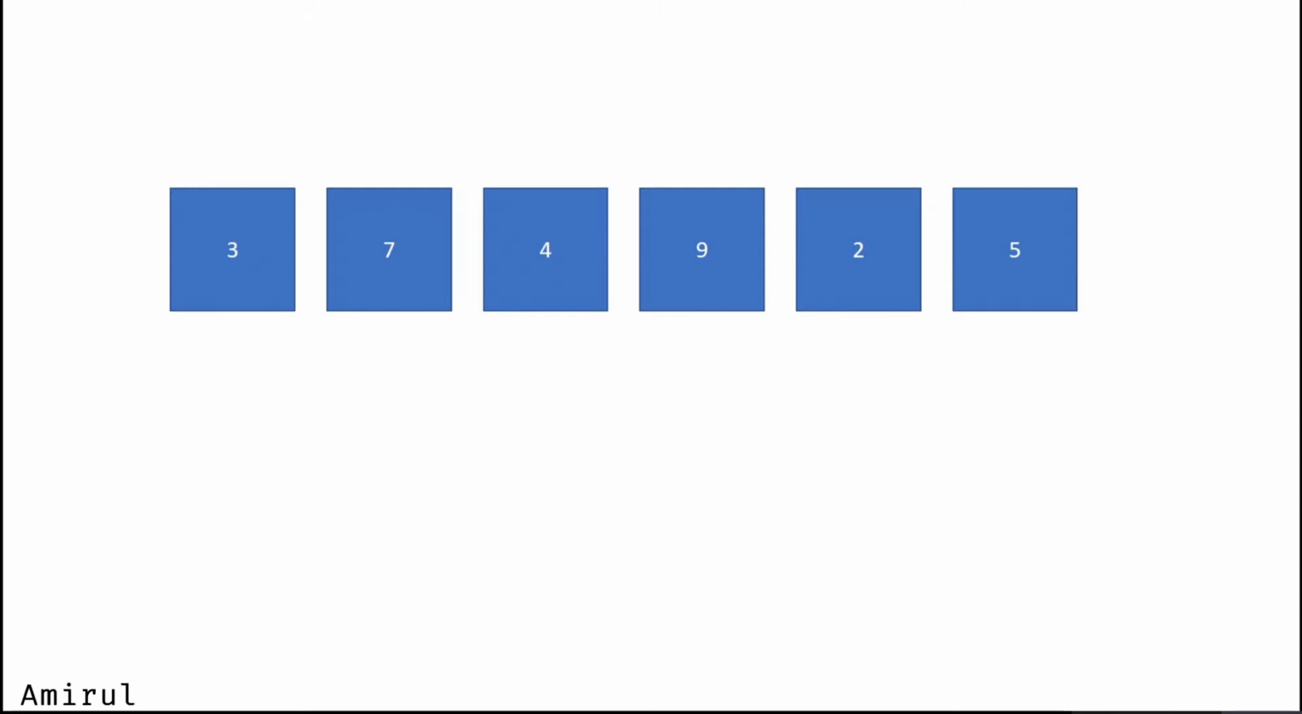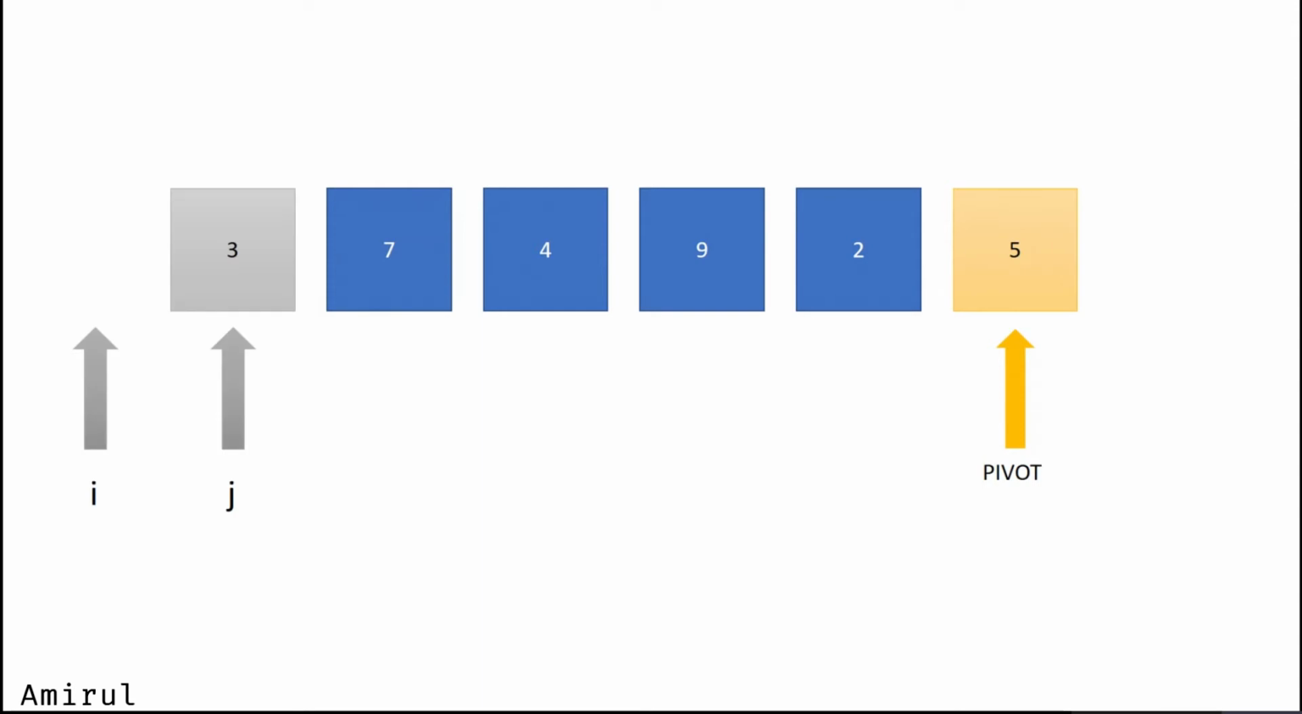So on the screen we can see there is an unsorted array of elements. We need to sort it with the quicksort algorithm. As we know, the last element will be the pivot, and i will be -1, and j will be in the first position of the array. The first element is 3, and 3 is less than 5, so i will be incremented by 1 and moved to the next position.